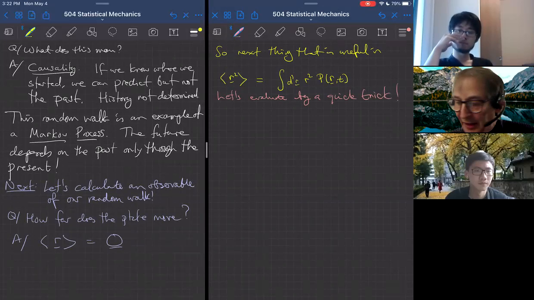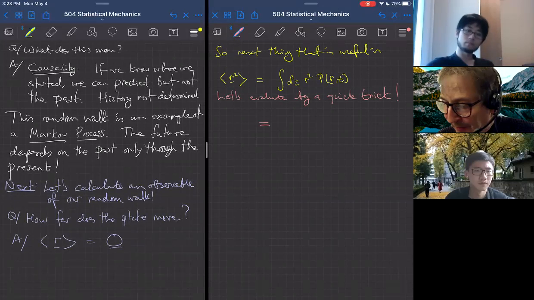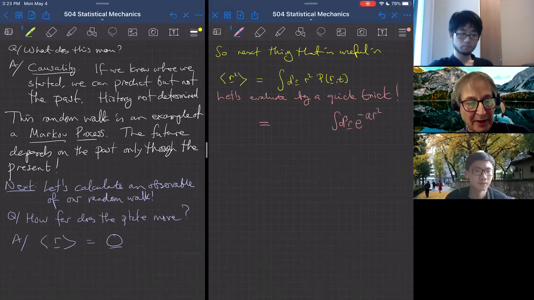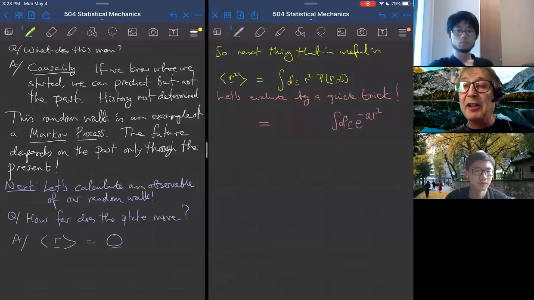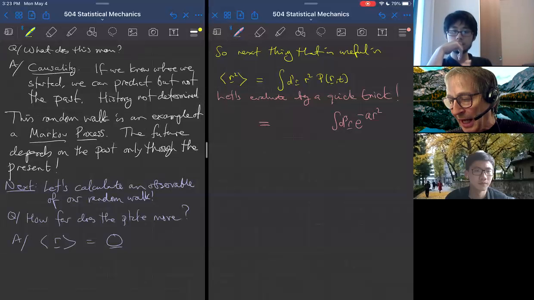So what is the trick? Well, my trick is this. The integral I know how to do is the integral d3r times e to the minus a r squared. You all know how to do that integral because it's just the product of a bunch of Gaussian integrals. And you know that the integral of a Gaussian from minus infinity to infinity is the square root of pi, and if there's an a in there, it's the square root of pi over a. So everybody knows how to do that integral, but I don't want that integral.